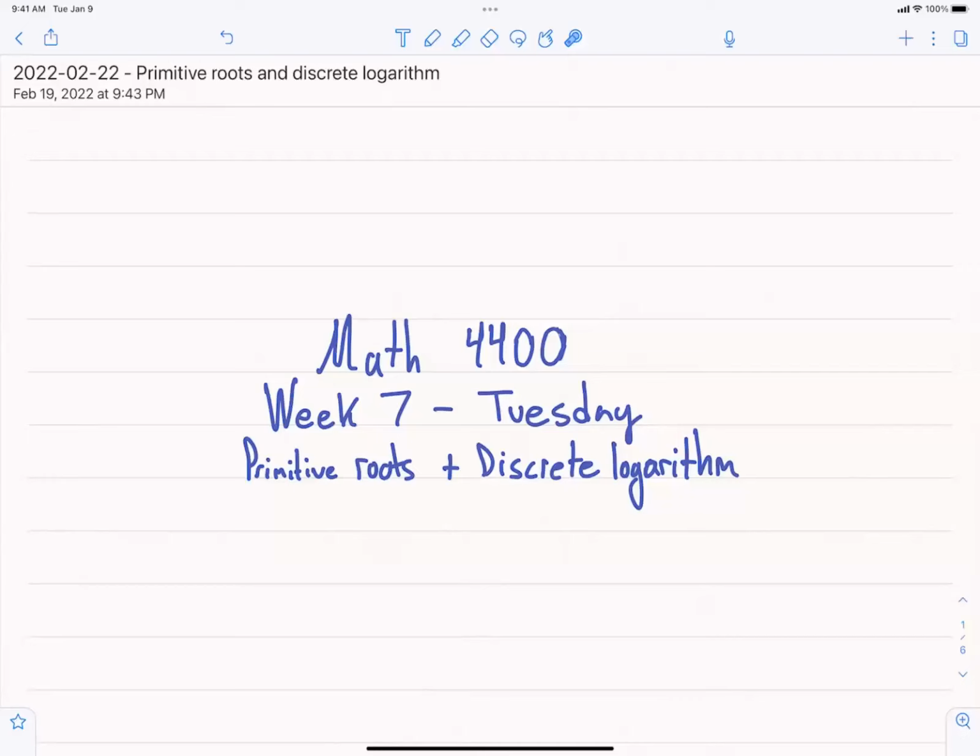This week we're going to talk about some complements to what we did last week. Last week we talked about cryptography, and today in particular we're going to talk about primitive roots a little bit more and discrete logarithm a little bit more.